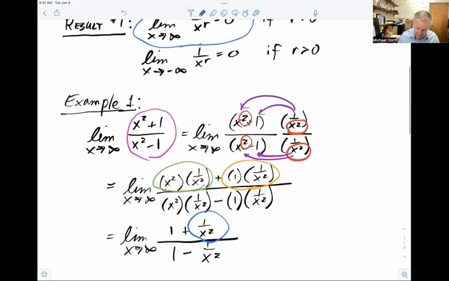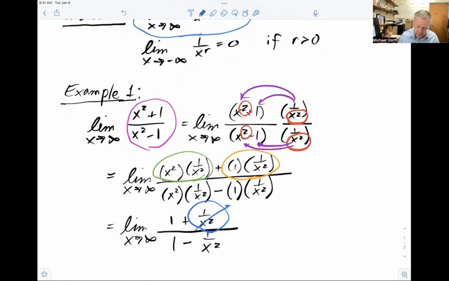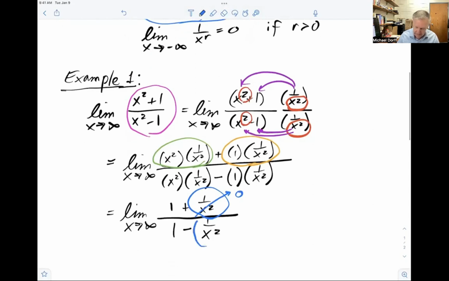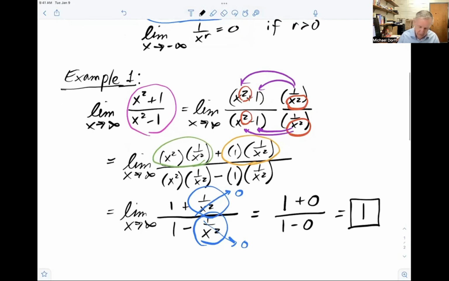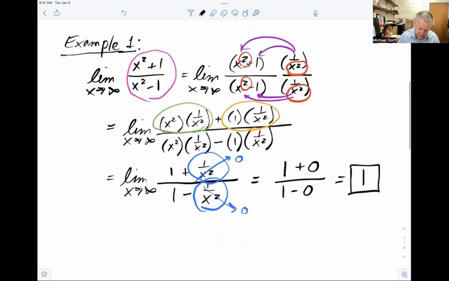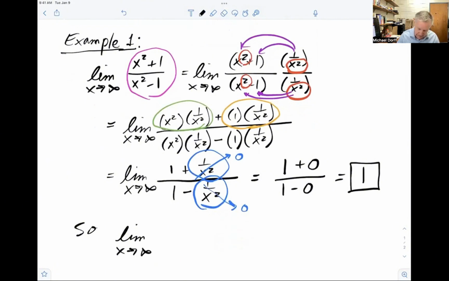And what happens in that case? That's going to go to 0 because of that result number 1. Likewise, in the denominator, that's going to go to 0. So when I do that, I'm going to end up with a 1 plus 0 on the top and a 1 minus 0 on the bottom, and I end up with 1 as the answer. So that tells me that the limit as x goes to infinity of x squared plus 1 over x squared minus 1 equals 1. All right.